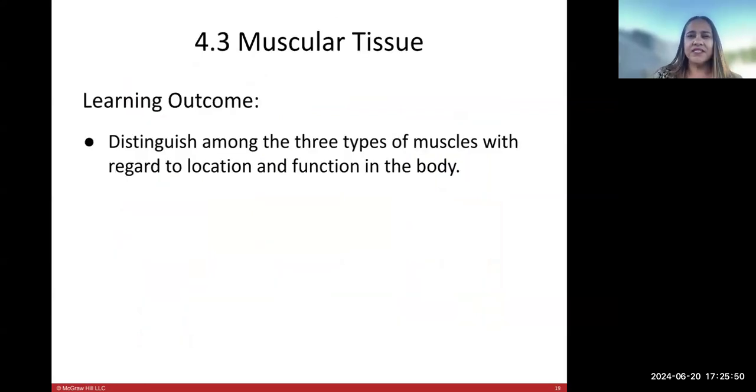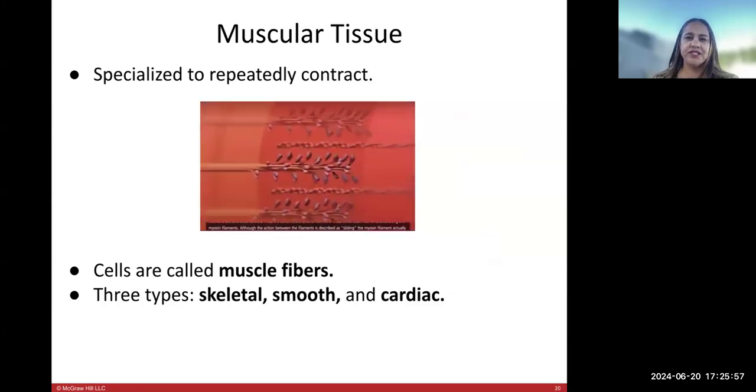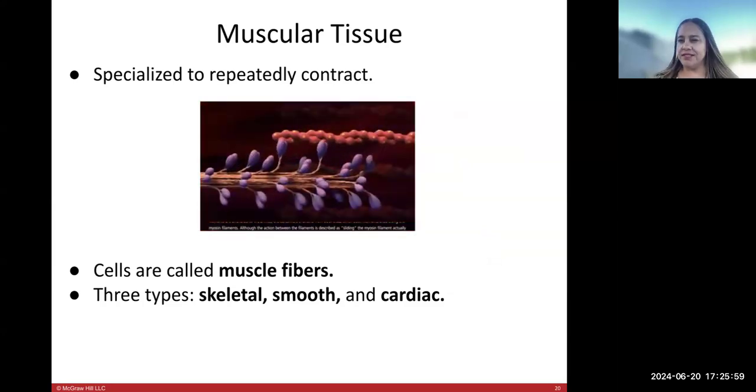Next section is about muscular tissue. There are three main types of muscular tissue, but in general, they are specialized to repeatedly contract. Its cells are called muscle fibers, and there are the three main types: skeletal, smooth, and cardiac.